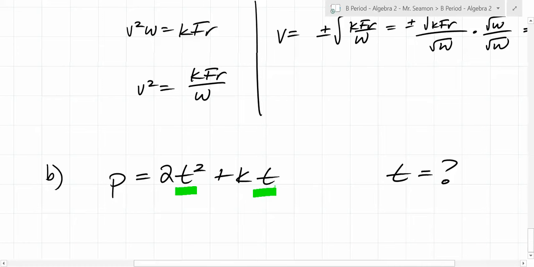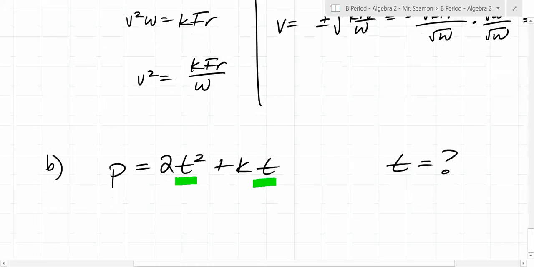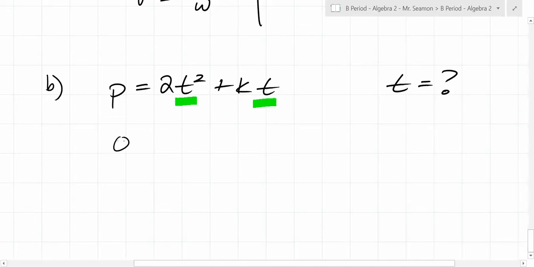In that case, what kind of equation is this? Is this a line? No. It's a quadratic. So how did we solve quadratics? What was our first thing we did? Before we factored, what did we put it in? So put this in standard form and see what you can do with it. Yeah, subtract p. So it was 0 equals 2t squared plus kt plus what? Oh, minus, right? Minus p. So now it's in standard form.